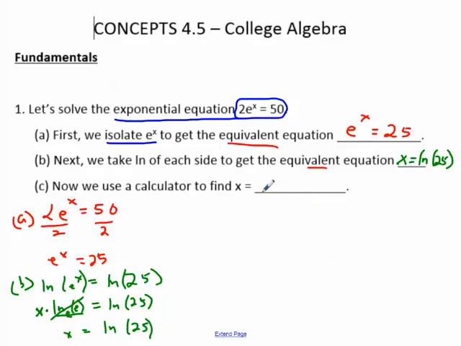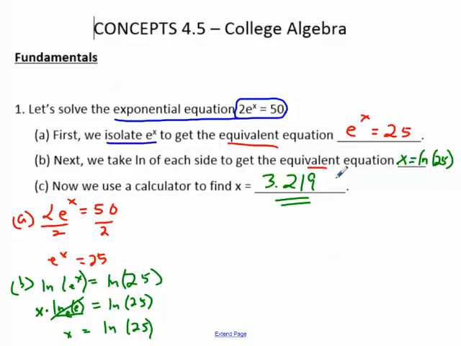And now we simply take a calculator and calculate what ln of 25 is. And we get ln of 25 is 3.21, I suppose I'd round off to 3.219, and there's our answer. x equals 3.219, and we're done. We've isolated, all we have to do for what's given to us.